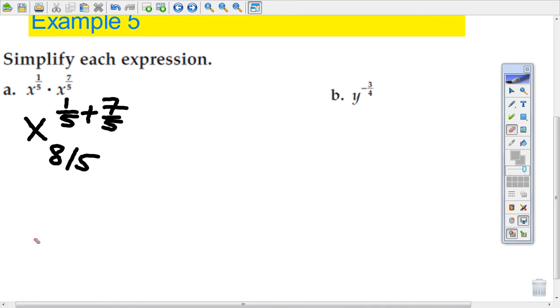Getting better at this. Okay, how about B? So Casey, what do you want to do? Bring it to the fraction. Okay. So I have y to the negative 3/4, so if I make it 1 over y to the 3/4. But is my denominator now rationalized? No. Definitely not. So one thing I could do here is maybe I can rewrite this y to the 3/4.